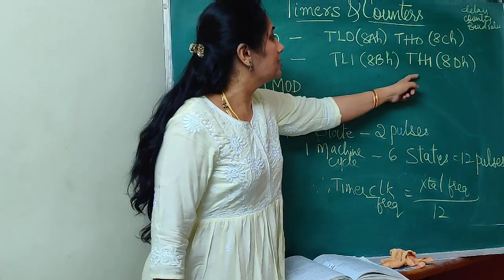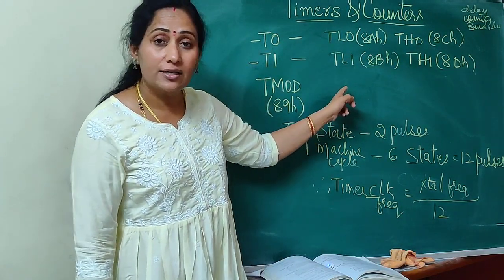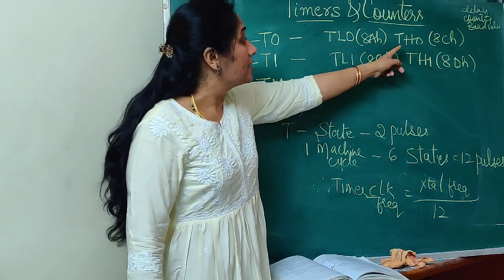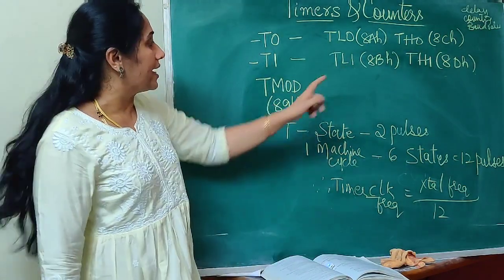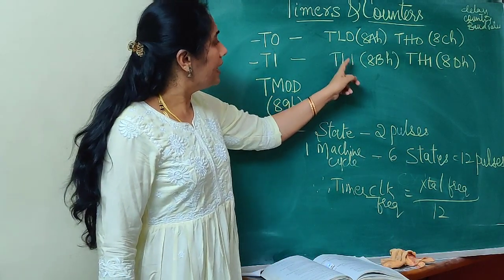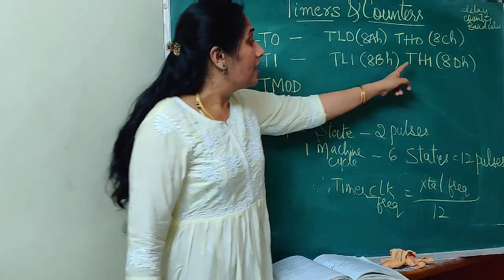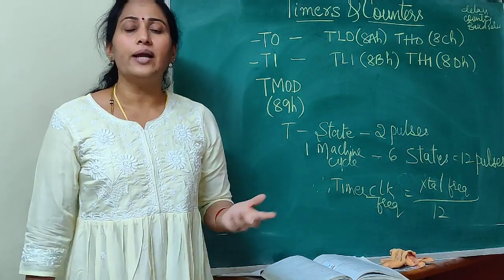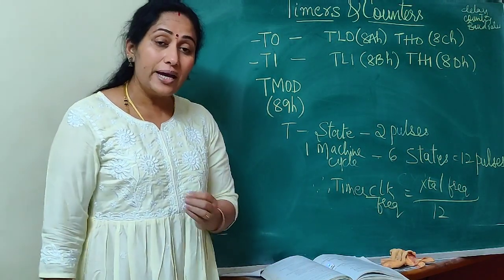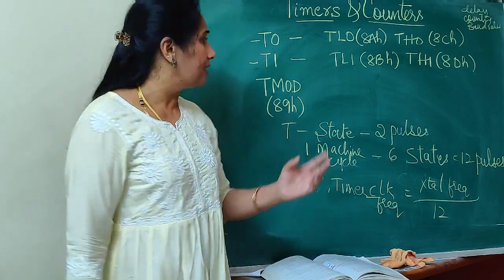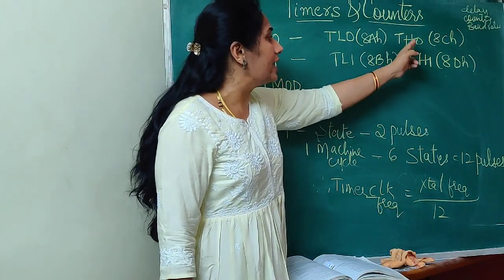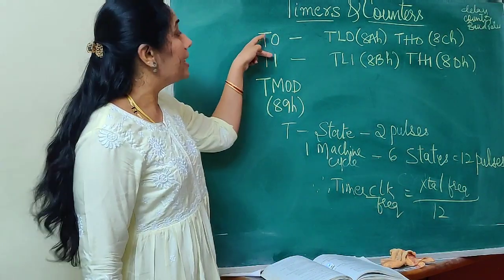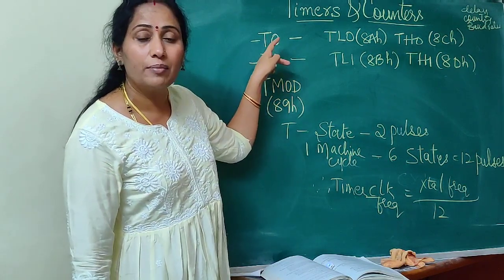Each of the 8-bit registers is a special function register, and it has its own address. TL0 has address 8A hex. TH0 has 8C hex. Similarly, TL1 has 8B hex, and TH1 has the address 8D hex. Just like the accumulator has E0 hex and register B has F0 hex, TL0, TL1, TH0, TH1 have their own addresses. Why do I need these particular registers, timer 0 and timer 1?